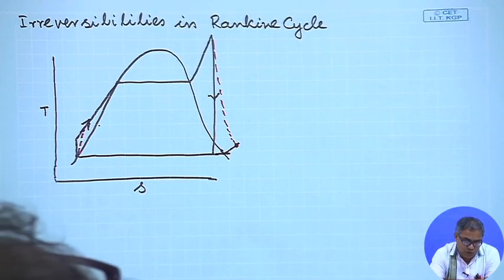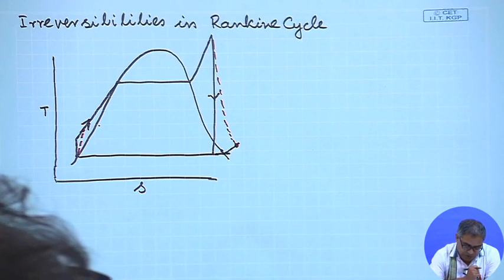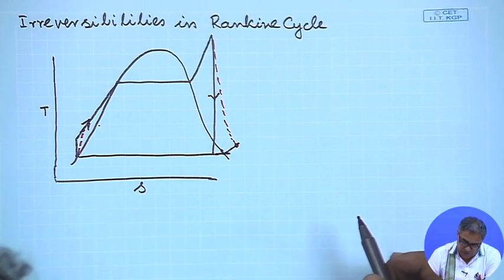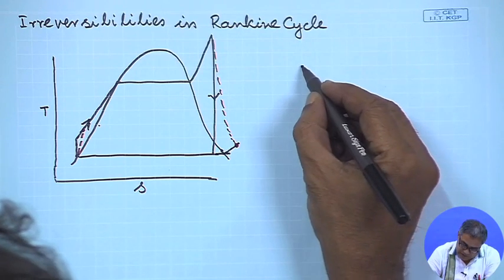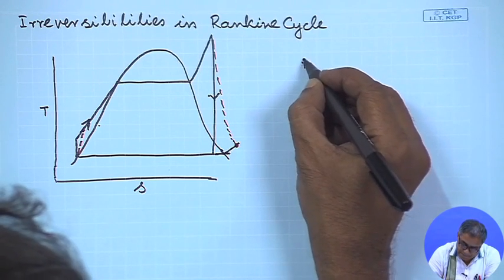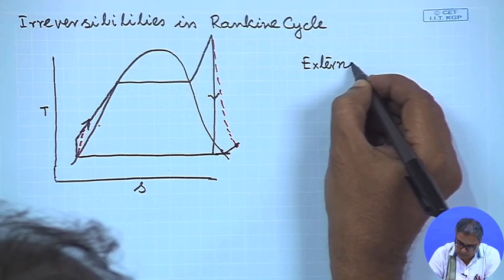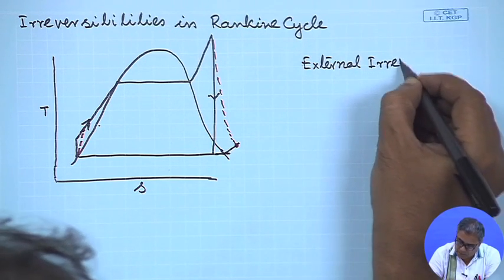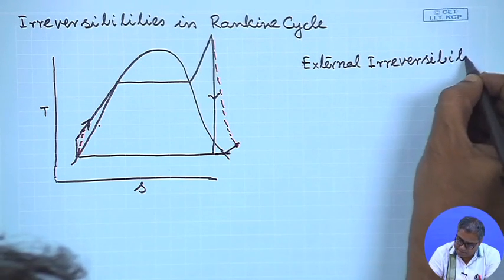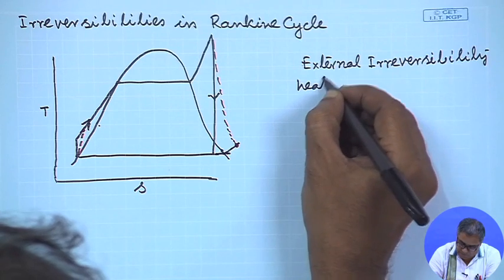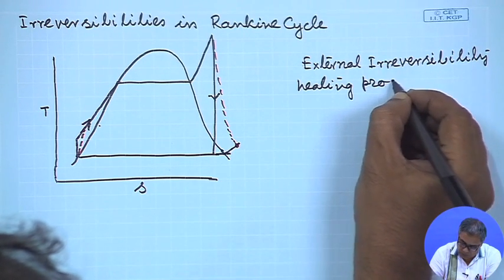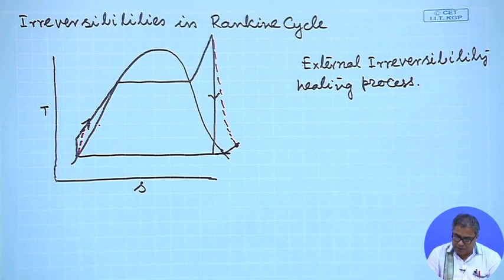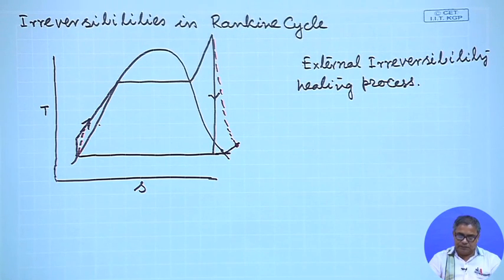For that we have to look into the heating and cooling process of the cycle. Let us take the heating process, the external irreversibility. How is the working fluid heated? In a boiler there will be combustion and fuel will be burnt, and the hot flue gas will exchange heat with the working fluid, so that the temperature of the working fluid will increase.